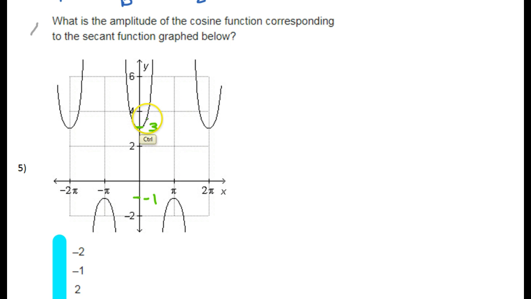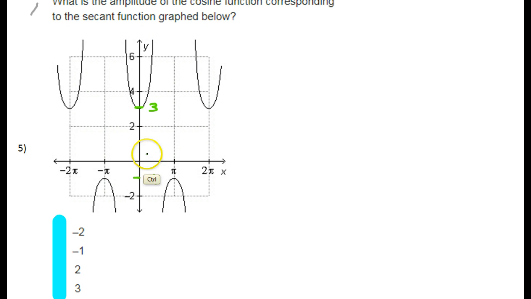Okay, so the midline should be halfway between +3 and -1. Well, that's going to be right here at 1. Okay, so you can probably imagine if the midline is here at 1, then that means that this invisible cosine function would have a high here and a low here.